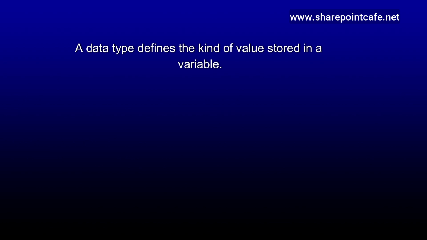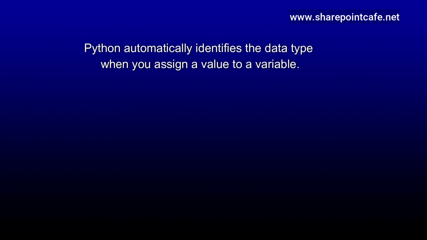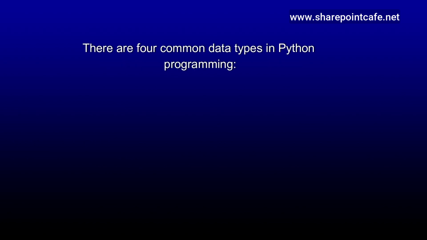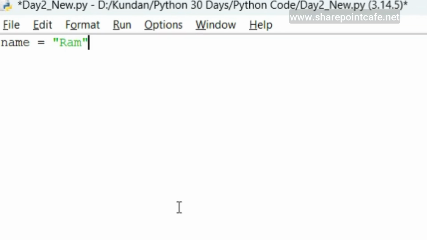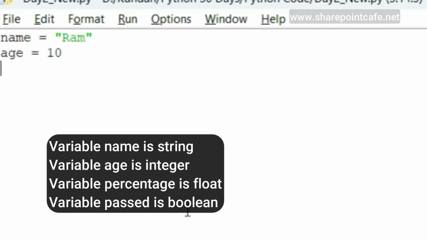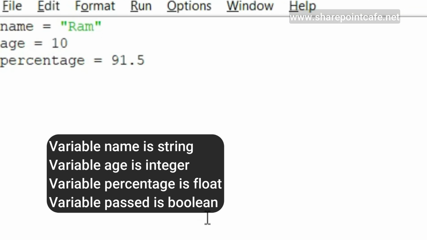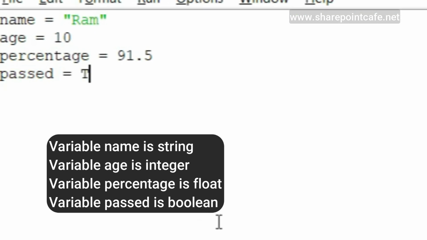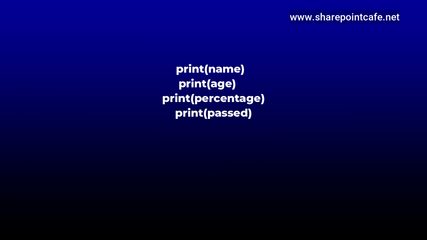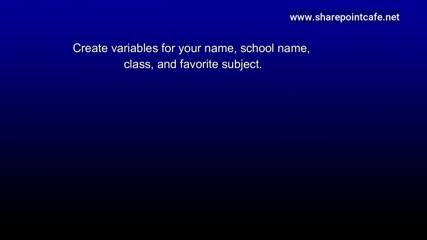Data types in Python. A data type defines the kind of value stored in a variable. Python automatically identifies the data type when you assign a value to a variable. There are four common data types in Python programming: string, integer, float, and boolean. For example, name equals RAM, age equals 10, percentage equals 91.5, past equals true. You may print the values of all variables like this. Practice task: create variables for your name, school name, class, and favorite subject.